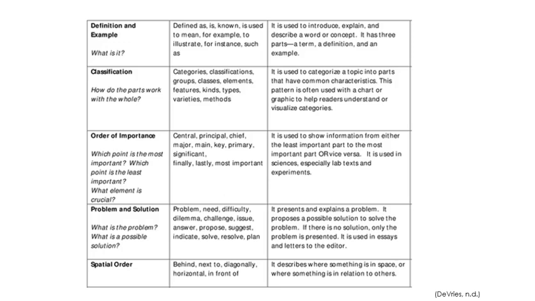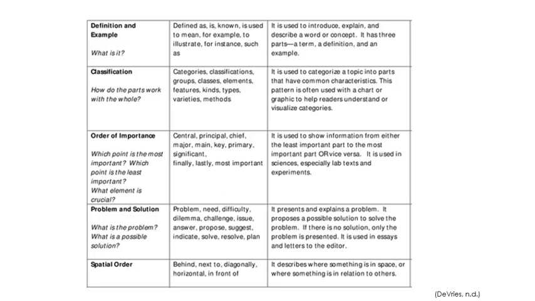Signal words would be categories, classifications, elements, features. Order of importance is another organization. Which point is the most important? Which point is the least important? Signal words would be central, primary, key, main, or major.